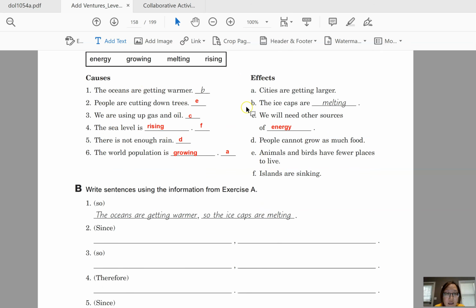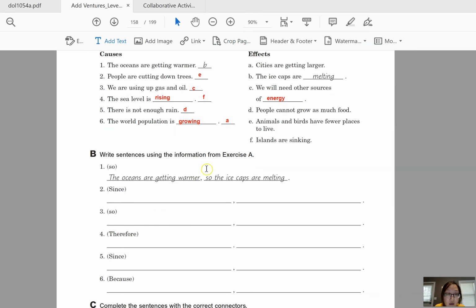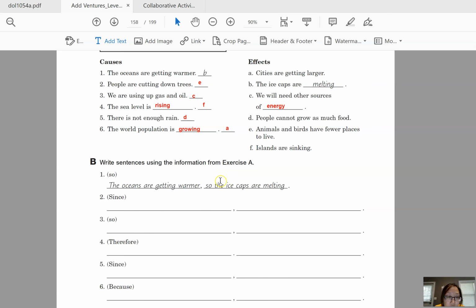use these causes and effects to make sentences. Okay. I'm going to make this a little bit smaller. So let's look at the first example. The oceans are getting warmer, so the ice caps are melting. Okay, and you have to use so, and it's lowercase, so make sure you put it at the end of the sentence. So the connector needs to be in the middle.